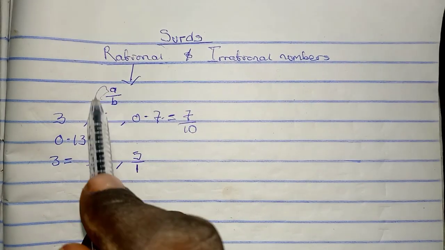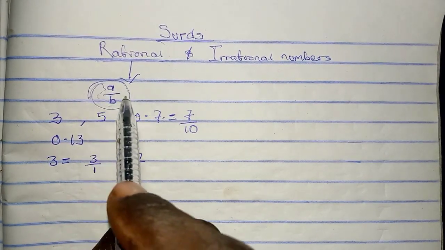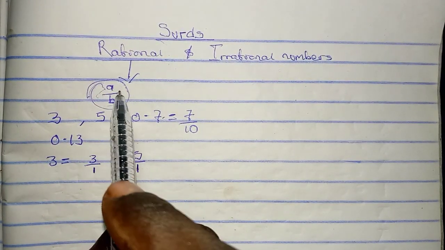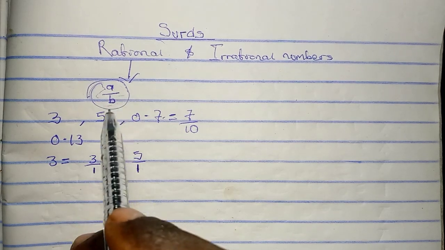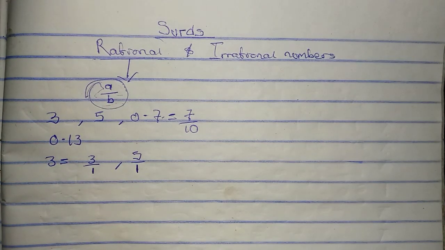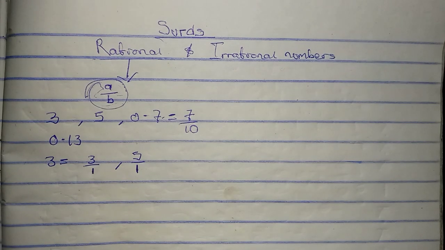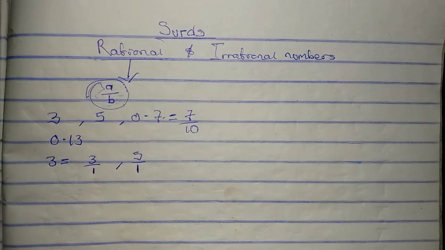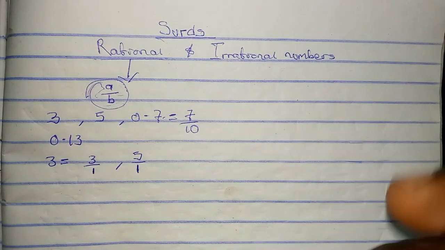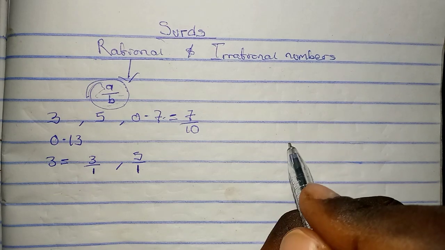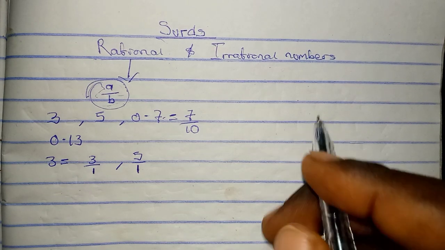Don't forget, I said rational numbers are numbers that can be expressed in this form, which is A over B. So now, what are irrational numbers? Irrational numbers are numbers that, when expressed as decimals, neither repeat nor end.